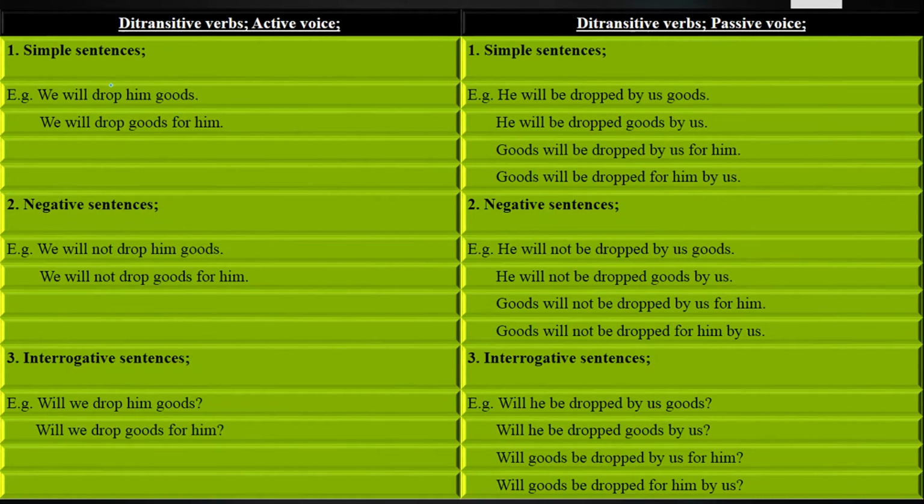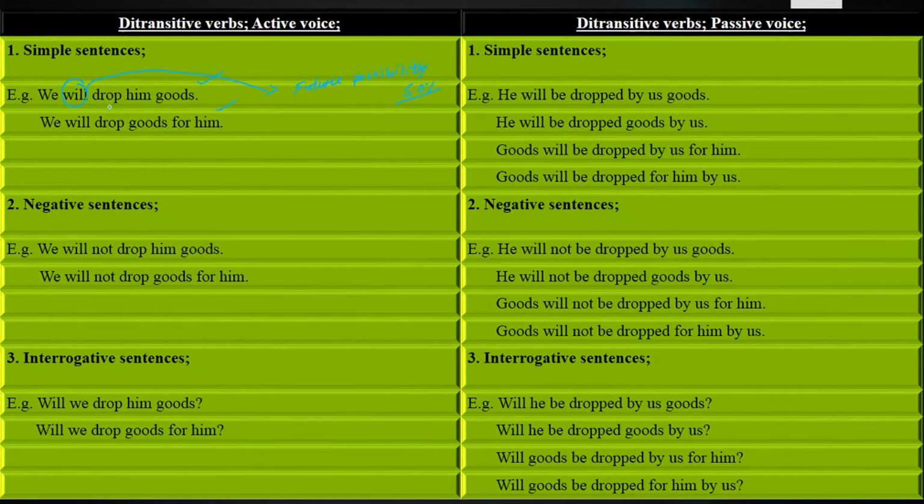Will is used as a helping verb as well as a modal auxiliary verb, and over here will is used for future possibility, and future possibility of 50% is known as will. We will drop him goods, we will drop goods for him. So these are the two ways in active voice.